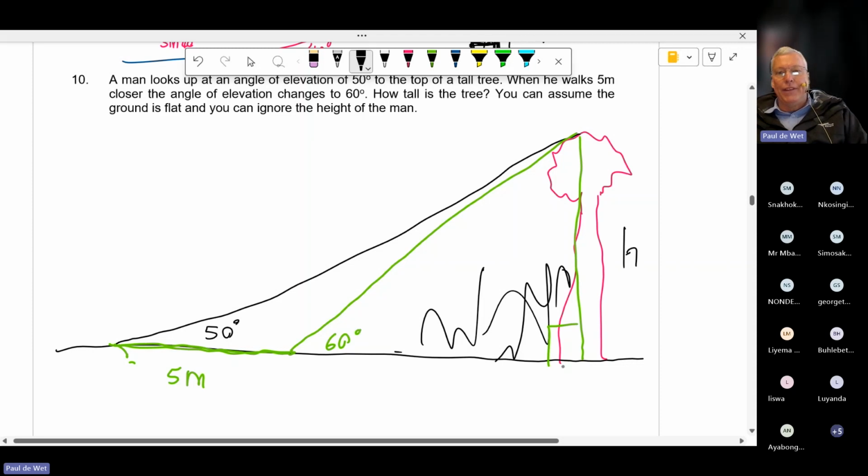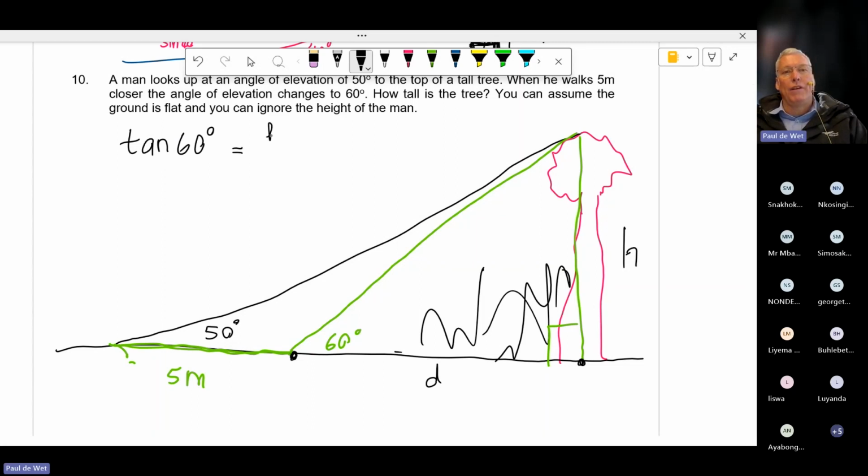and if this distance here, from here to here, is d, is everyone okay that tan of 60, remember tan is opposite over adjacent. Tan of 60 is opposite over adjacent. So tan of 60 is going to be h over d.